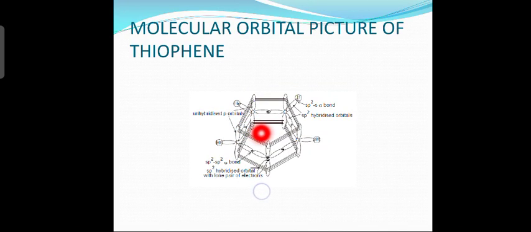The sideways overlap of these p orbitals produces a molecular orbital containing 6 electrons. This is shown here. 6 electrons are moving in the p orbitals. So this also obeys Huckel's rule. Why does it obey Huckel's rule? It satisfies the 4n plus 2 formula. When you substitute n equal to 1, you get 4n plus 2 equal to 6 pi electrons. So that's how it obeys Huckel's rule, and therefore this compound is also an aromatic compound.